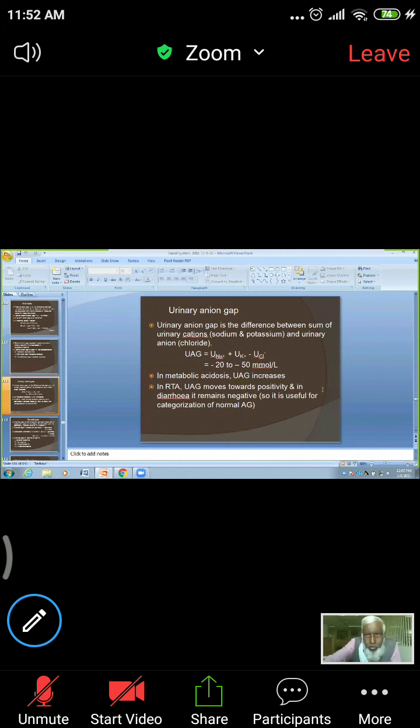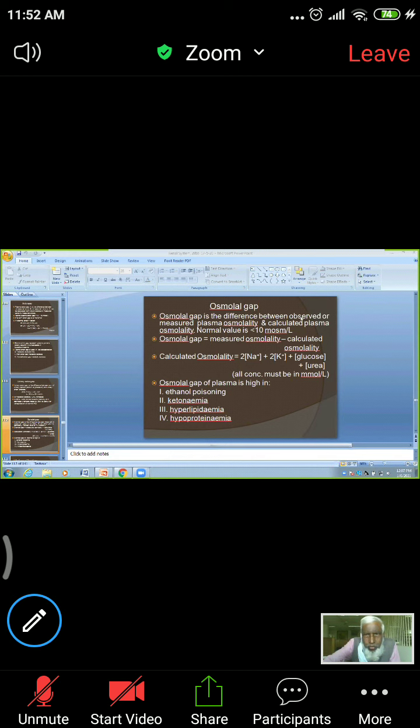Today's topic is osmolar gap. It is important. Osmolar gap means there could be some osmotically active substances in plasma, and because of the presence of osmotically active substances in plasma, osmolar gap can increase. Okay. So osmolar gap is the difference between observed or measured plasma osmolarity and calculated.